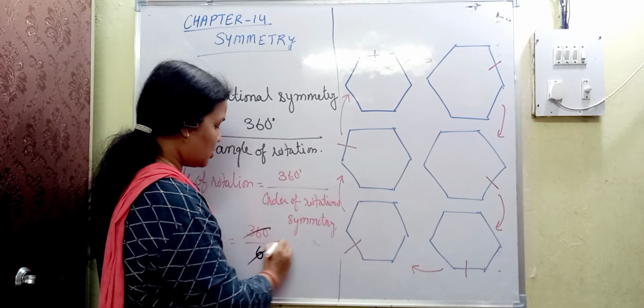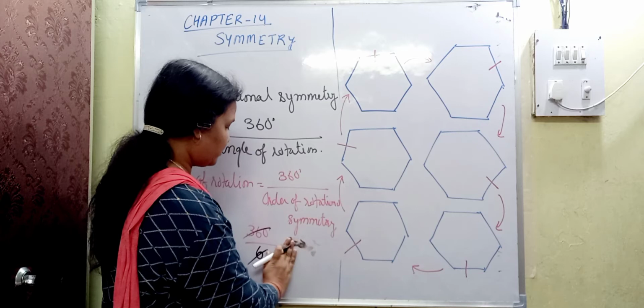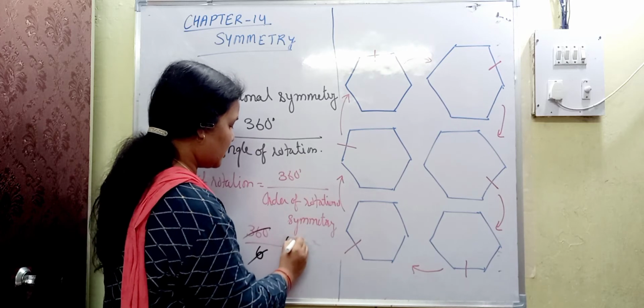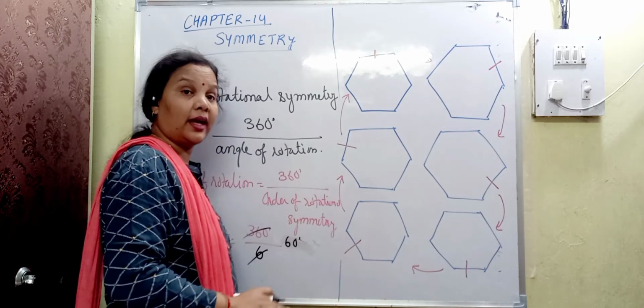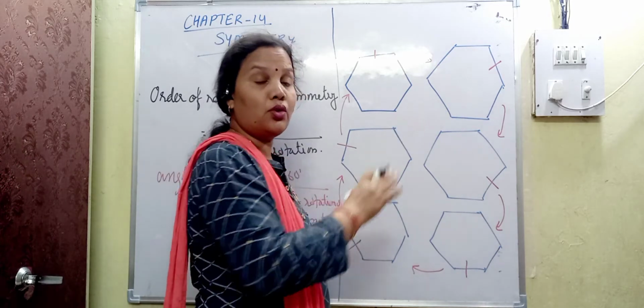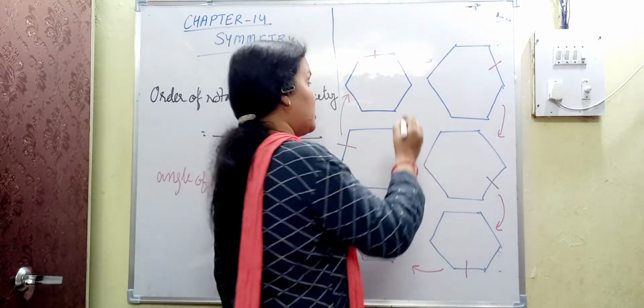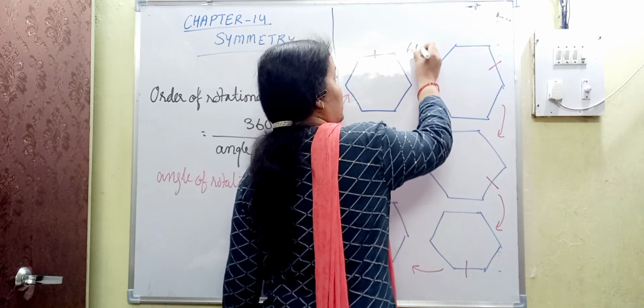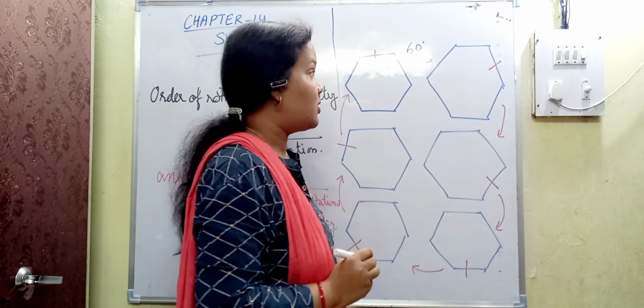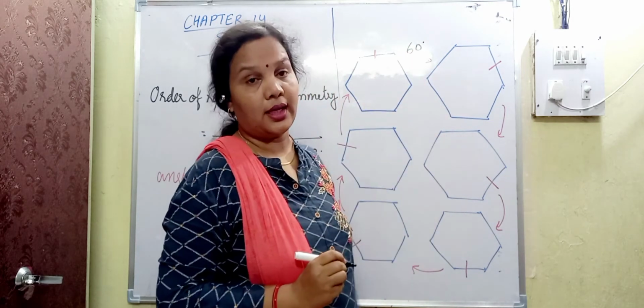Now divide it. 6 times 6 are 36, so 60 degrees is the angle of rotation which is needed to convert these figures into equal figures. So here 60 degrees is the angle of rotation by which this hexagon is moving.